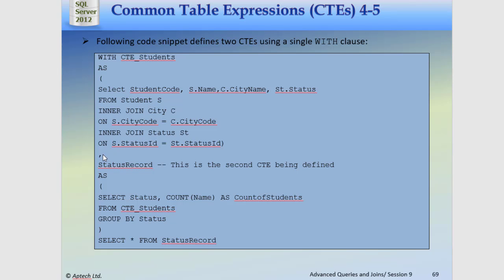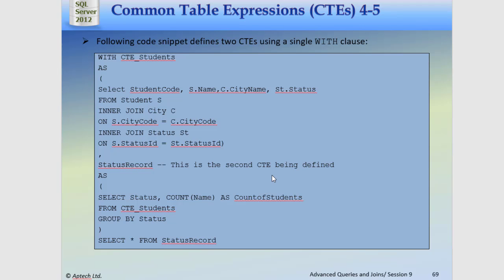The second one, you notice now we have this comma here. So this parenthesis is opened here and closed here. Then we move on to the second one. Now this is the second CTE being defined as, then we have the statements given here. Now we select everything from status record.